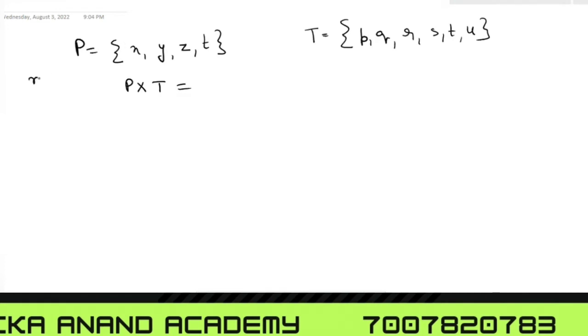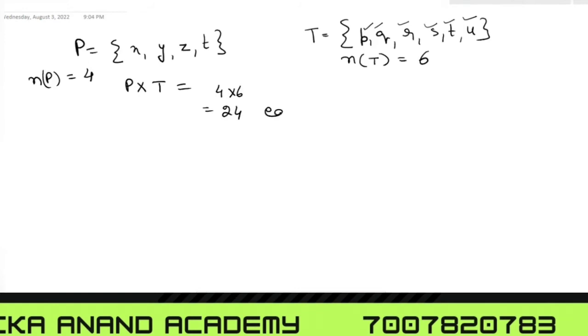What is the cardinal number of P? 4. And the cardinal number of T? 1, 2, 3, 4, 5, and 6. So, the number of elements in P cross T, 4 into 6, that is 24.